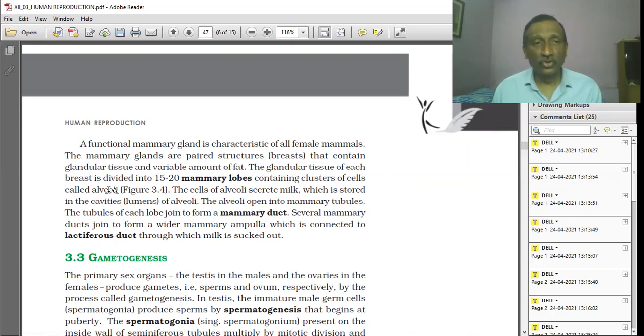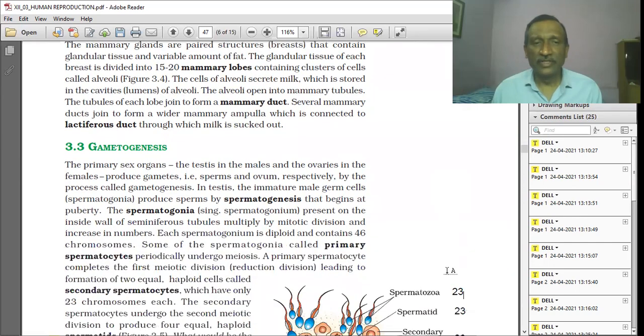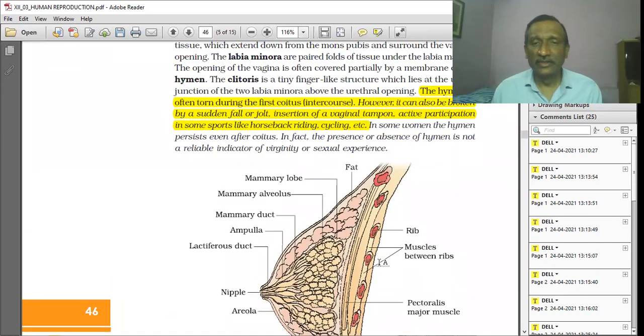Now glandular tissue of each breast is divided into about 15 to 20 mammary lobes containing clusters of cells called alveoli. Alveoli are those bag-like structures in which the milk is produced. Okay? The cells of the alveoli secrete milk, which is stored in the cavities, that is the lumens of alveoli. We can see lumens of alveoli here.